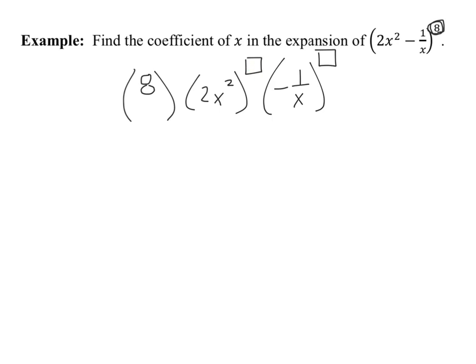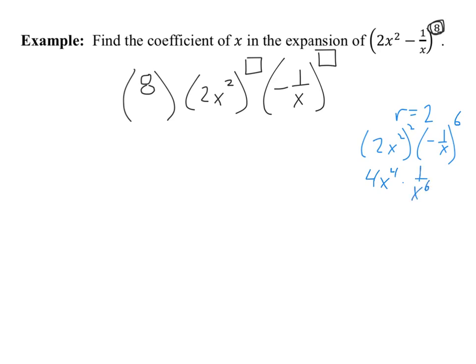So I'm going to start with a guess, right? I'm going to say, let's see what happens when r is 2. If I use an r value of 2, I would get 2x squared, and then negative 1 over x raised to the, well, now think about it. If I were to put a 2 here, what power would have to go here? That would be 6, right? Well, when I do that, I'm going to get 4x to the 4th times 1 over x to the 6th.